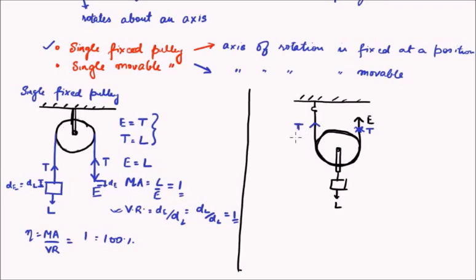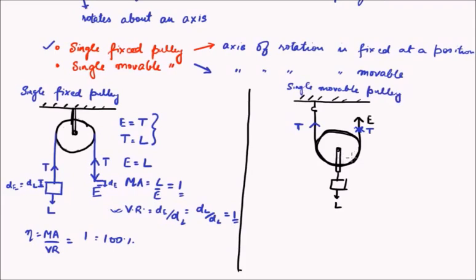Now what do we see here is that this pulley, when we apply effort and try to move it upward, the pulley moves upward. So the pulley is not fixed. This is an example of a single movable pulley.